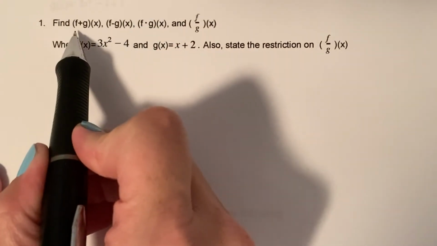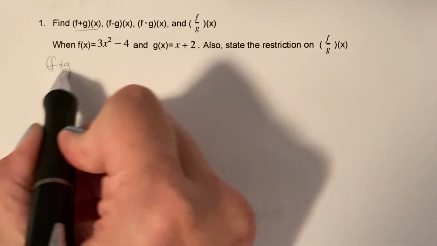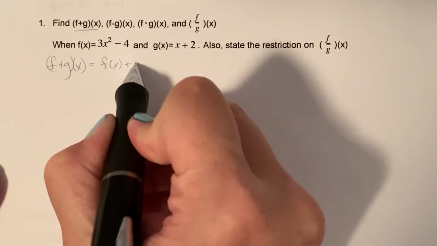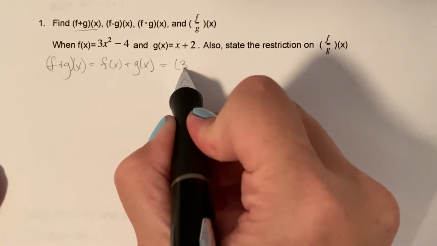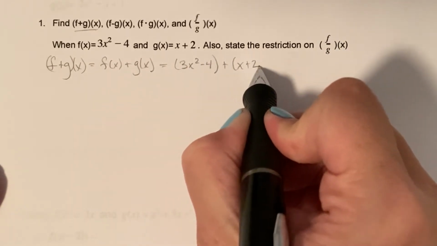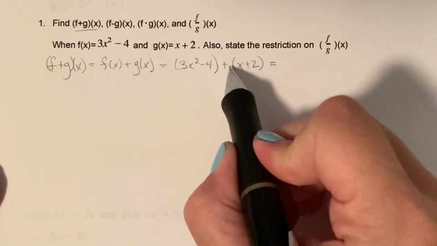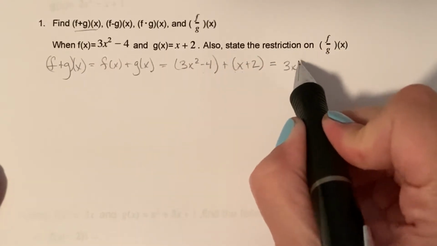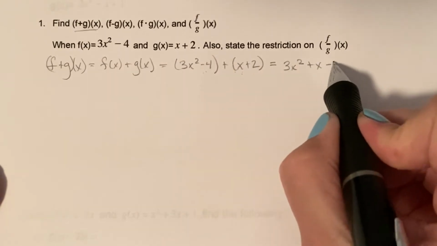So our first thing is going to be to do f plus g of x, which is just f of x plus g of x. So we write in f of x plus g of x. Since we don't have any distribution of a negative, we can just drop the parentheses and combine like terms. So 3x squared plus x, negative 4 plus 2, minus 2.